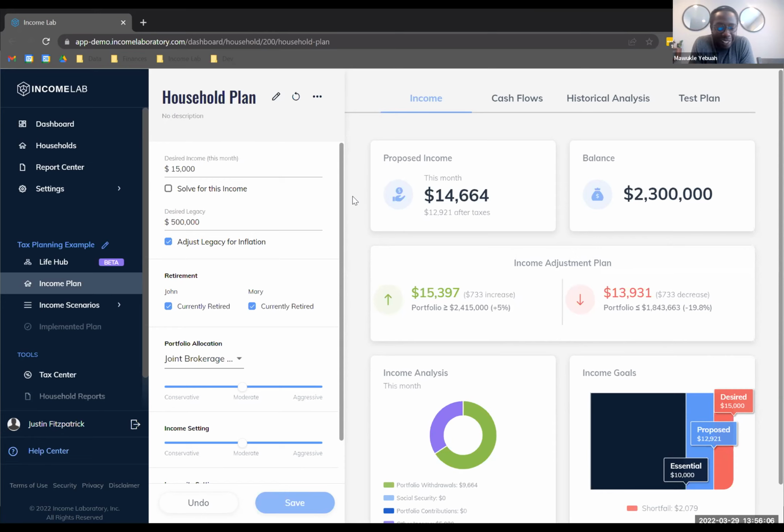Well, looks like those are all the questions. Actually, one just popped in. Any thoughts on rounding the income numbers, i.e., instead of 14,664, just 14,600? Yeah, that's a common thing that Derek has been bugging us about.